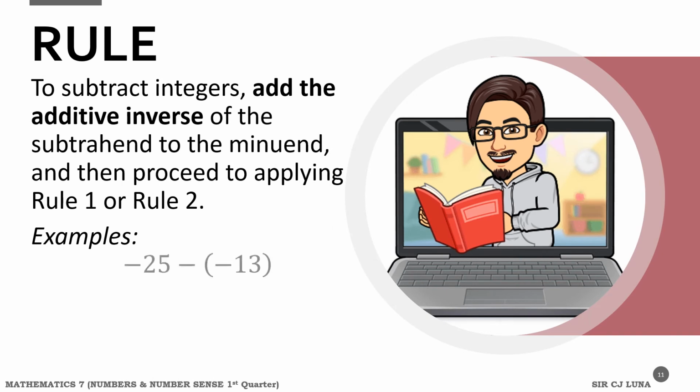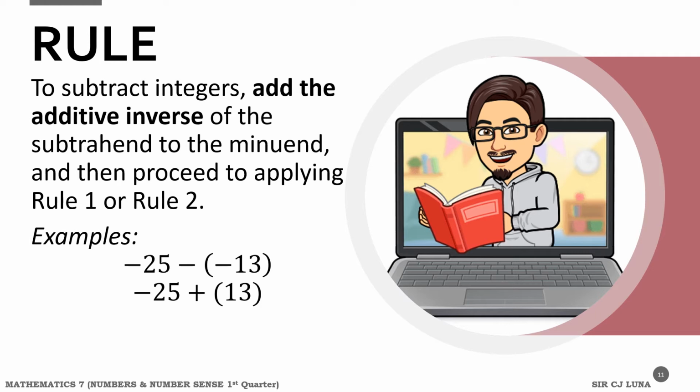Number 3. Negative 25 minus negative 13. Okay, tama kayo dyan. So, ang negative 13 ay magiging positive 13. Pagkatapos, yung minus sign, gagawin natin siyang plus sign. Meron tayo ngayong negative 25 plus 13. So, dito, we will apply rule number 2 kasi magkaiba sila ng signs. So, subtract 25 at saka yung 13.